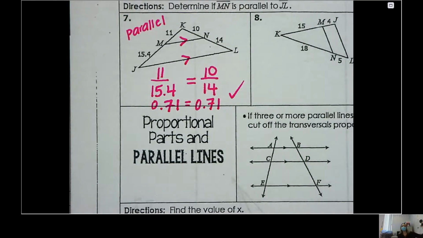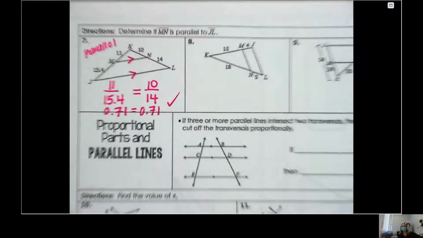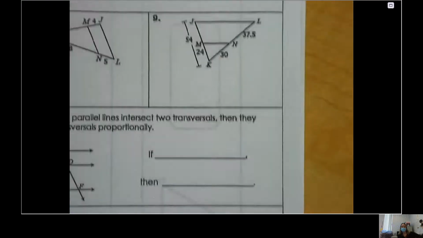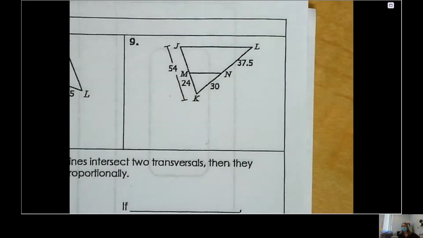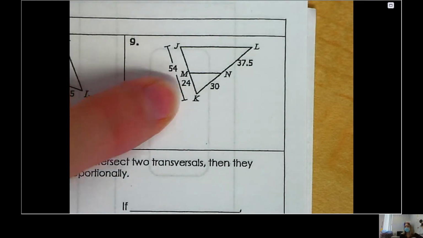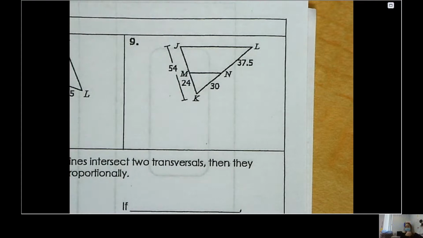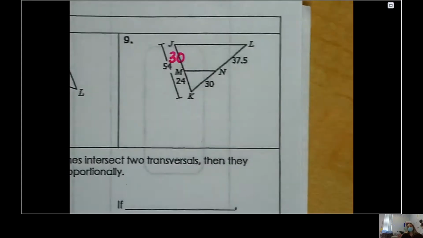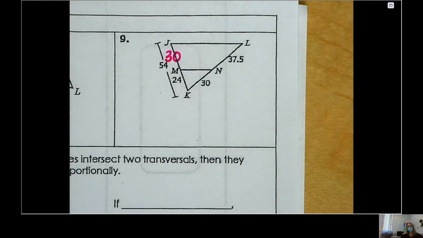Okay, can you try number 9? We'll see if we get the same answer. What do I have to do for number 9 before I can write my fraction? Yeah, I have to take these 2 numbers and subtract them. So it's 54 minus 24. 30. Okay, you write your fractions. Let's see if we get the same answer. Write your fractions and divide them. I'll give you a second to try. Let's see if we get the same thing.